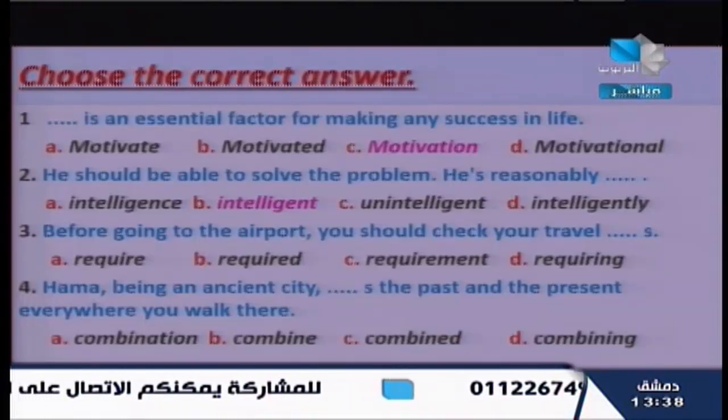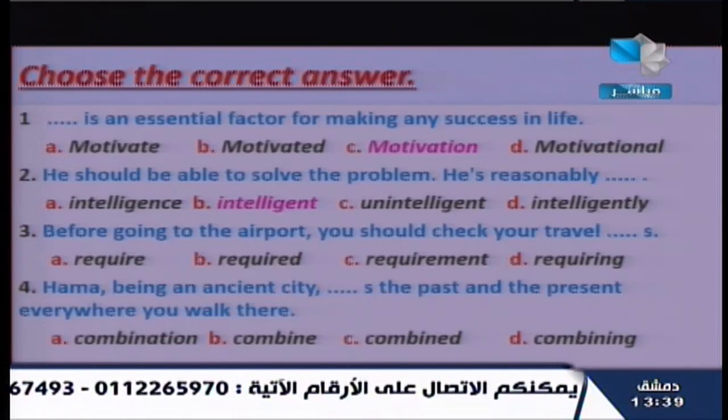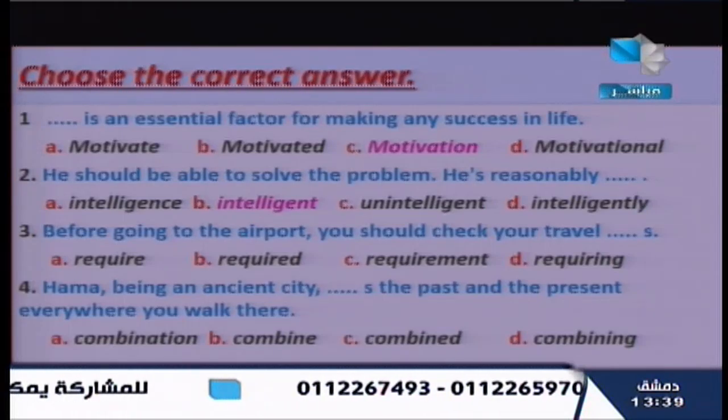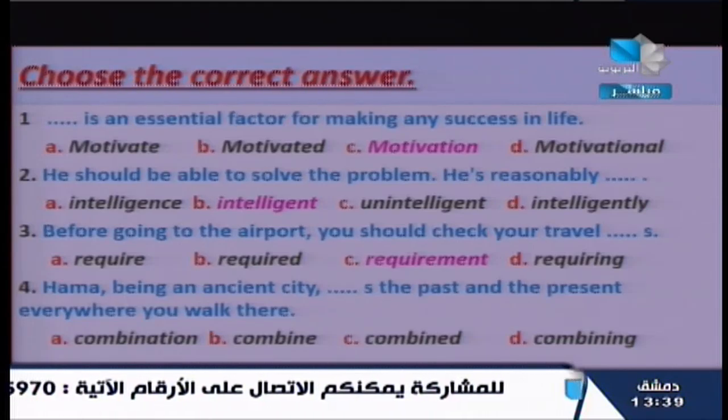Yes, that's right. Okay. Number 3. Before going to the airport, you should check your travel. Also, we need a noun here. Is it required, requirement, requiring? Surely it is requirements. The things needed, of course, to travel.